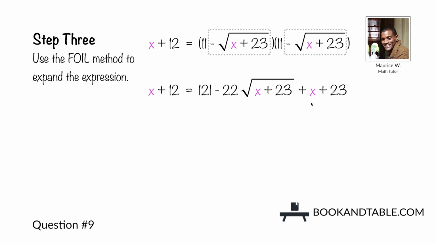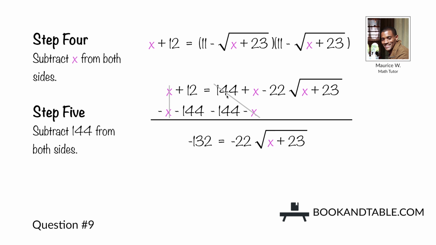And then for step 5, we'll subtract 144 from both sides. We'll combine 121 and 23 to give us 144. 144 and x. So we subtract both of those from both sides. X minus x is 0. 12 minus 144 is equal to negative 132.